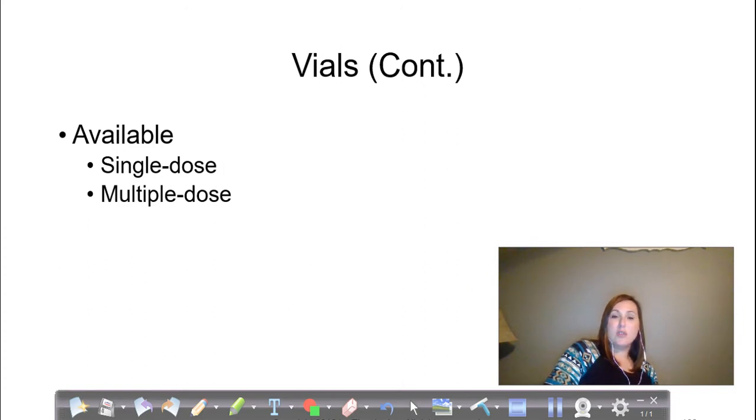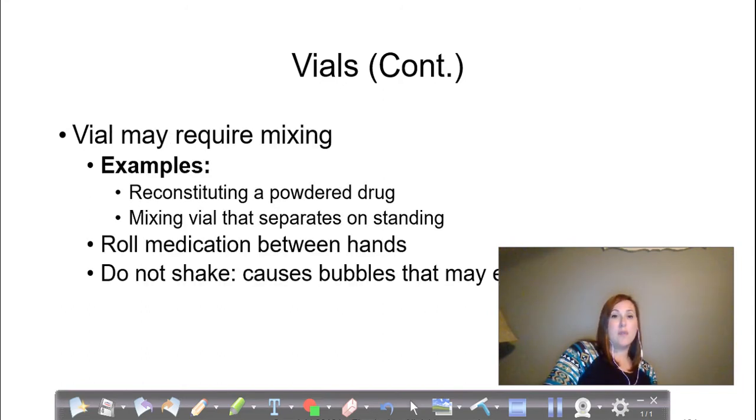You can get a single dose or a multi-dose vial. A single dose vial is usually going to be like a B12 injection, that Kenalog or Toradol that we talked about earlier. A multi-dose vial, influenza vaccines come in multi-dose, so there's different ones that you can get. You just have to pay attention and make sure you're reading the label carefully.